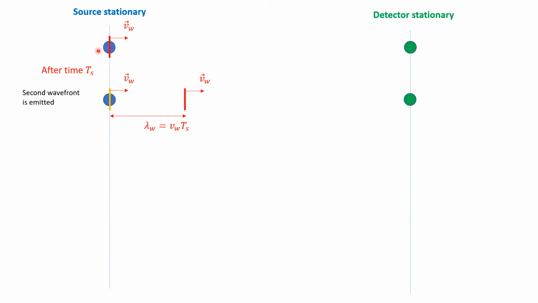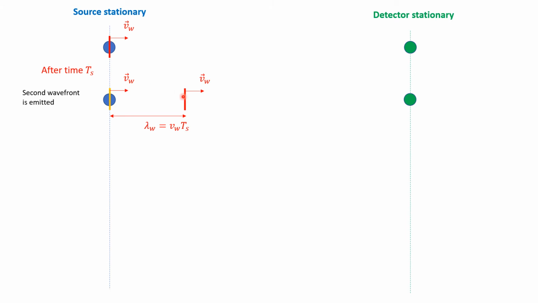And after a time ts, remember you watched the first video that introduced all the notation that we're using. The time ts is the period of the source, which means it's the time it takes between when the first wavefront is emitted and the second one to be emitted. And so after a time ts, the second wavefront is emitted. During that time, the first wavefront is moving out with a certain speed, vw, and it's been moving for an amount of time ts. So the distance it moves is one wavelength, which is lambda w. So that's basically the situation after a time ts.